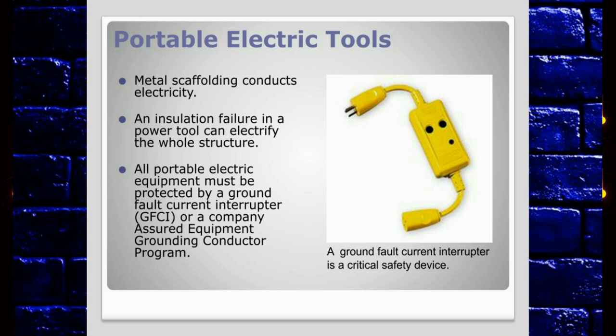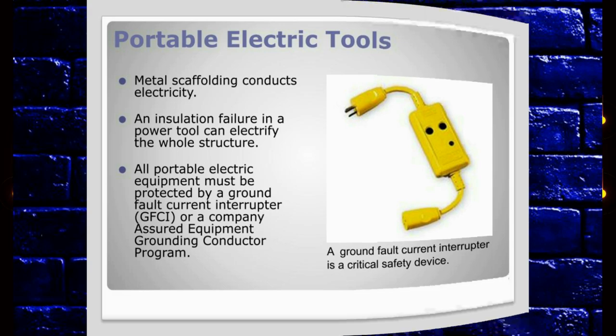Portable electrical tools. Metal scaffolding conducts electricity. Never forget that. An insulation failure in a power tool can electrify the whole structure. All portable electric equipment must be protected by a ground fault current interrupter, a GFCI, or a company-assured equipment grounding conductor program. Pictured here is a ground fault current interrupter, and it is a critical safety device.